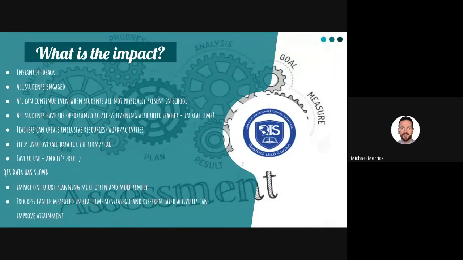Further to that, with progress being measured in real time, it allows you to be far more strategic, and it can allow you to really tailor some of those differentiated activities, which in turn will definitely be improving attainment. So we're going to be doing a full analysis on the data that we've had from the first term through to the second term. Our reporting is actually underway, and I will be posting some further feedback on my findings about the true effectiveness of these 5 strategies.